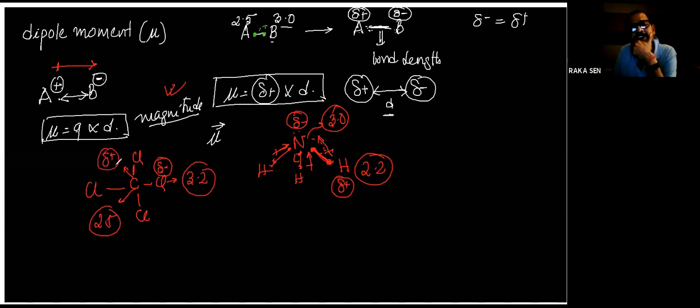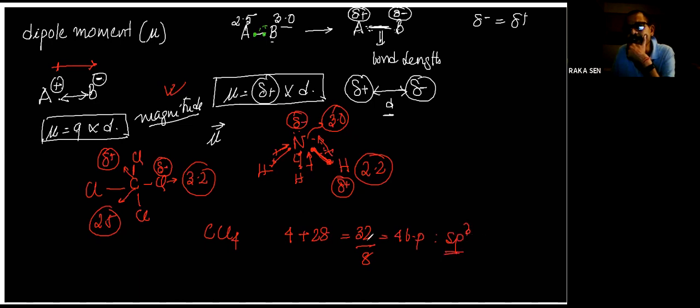Now, what will be the structure of CCl4? Let me go back to the basic principles. Carbon has 4 valence electrons. Chlorine has 7 valence electrons, and there are 4 chlorines. So 28, and that makes 32. You divide it by 8 to get the hybridization. That means I have 4 bond pairs and 0 lone pairs, so this is sp3 hybridization. If this is sp3 hybridization, then this will be tetrahedral.